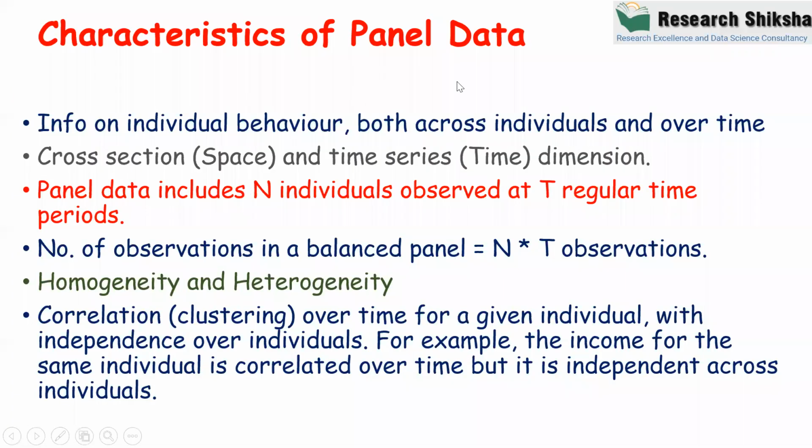This is the property of panel data. Number one, basically what we are doing in panel data. Listen, we collect the information of individual behavior, both across individuals and over time. So we want to know how the variables are changing over the time period, and how the behavior of the variables is changing over the individuals. So two things we have to find out: the effect in the cross-section space and in the time space.